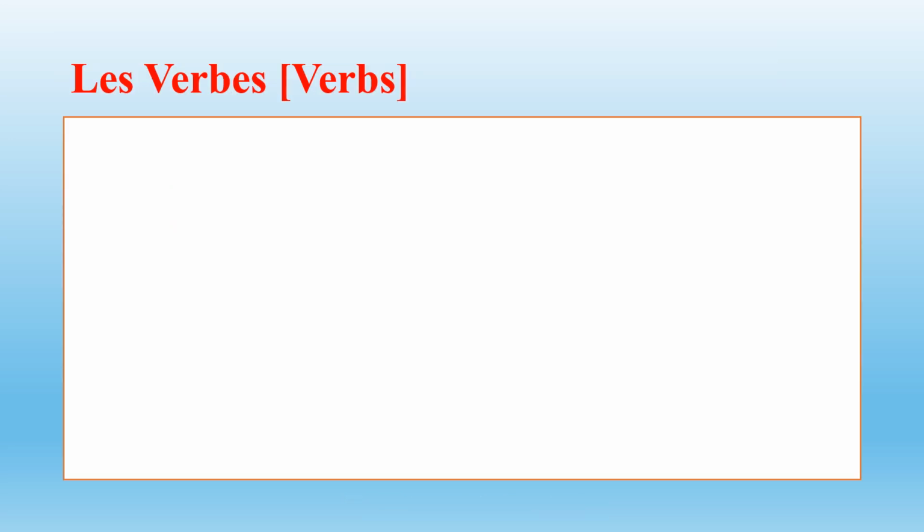Now let's go to our verbs. Verbs are very important. Without verbs, you can't speak. What are verbs? They describe actions. So a sentence needs a subject, and depending on the subject, you have a verb. Alright? So let's look at verbs.